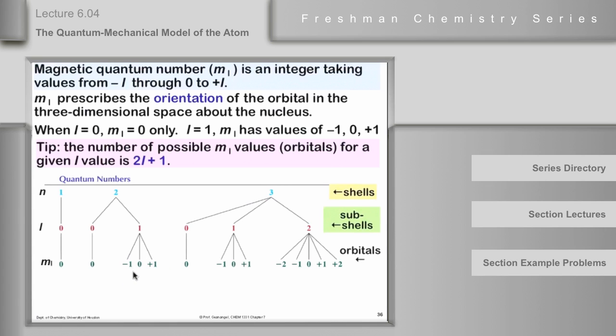You could think of this sort of like the address of an electron. n is sort of like the state, and l is sort of like the city, and m sub l is sort of like the street. I know that's too simple-minded, but that's what it boils down to, sort of. So we get a number of orbitals in each subshell that's dictated by the value of l: 2l plus 1.